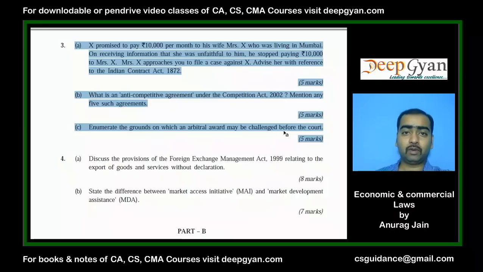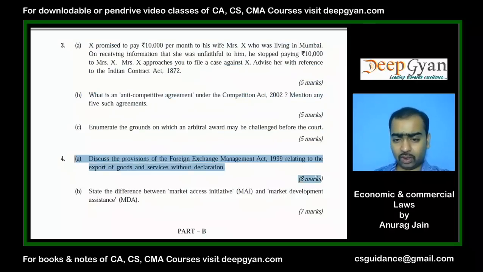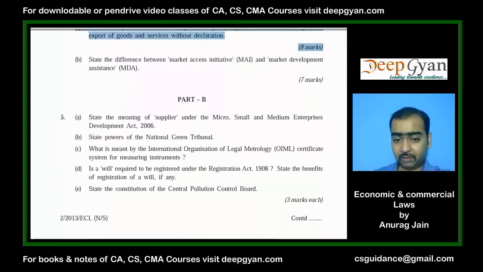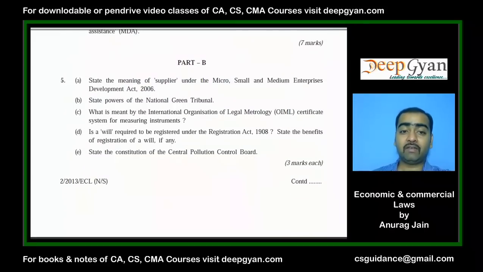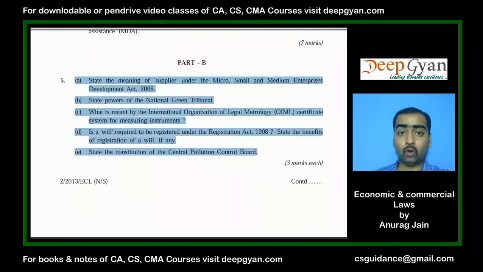And question number 4 is also compulsory. In question number 4, there will be 2 questions. One will be of 8 marks and another will be of 7 marks. Alright. In part B, question number 5 will be having 5 parts of 3 marks each or 3 parts of 5 marks each, in this way, right?